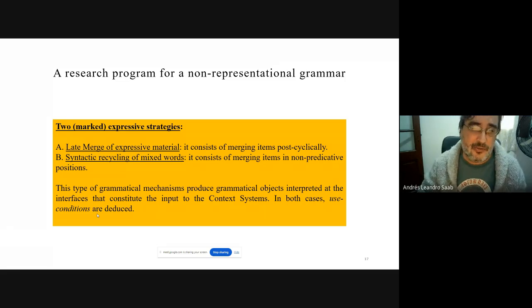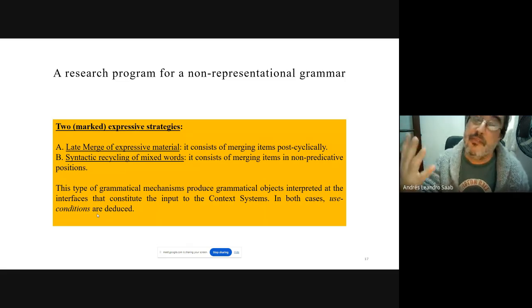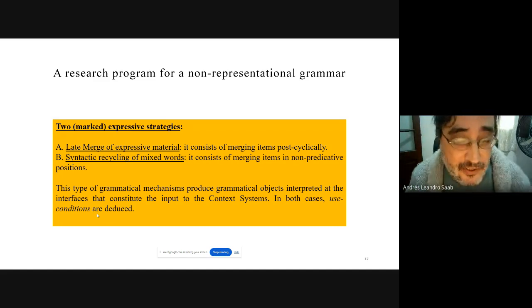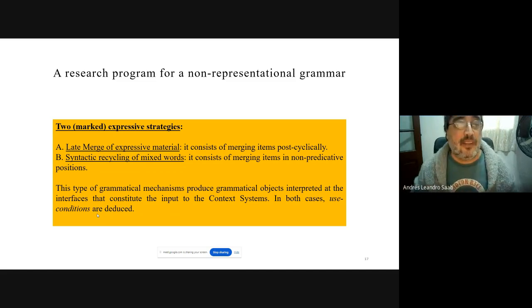Of course, you have a lot of activity at the left periphery, as Martina has shown. You have intonation strategies. You have a myriad of strategies for expressive meanings. I'm just claiming that at least some forms of expressivity are the byproduct of this type of syntactic manipulation.